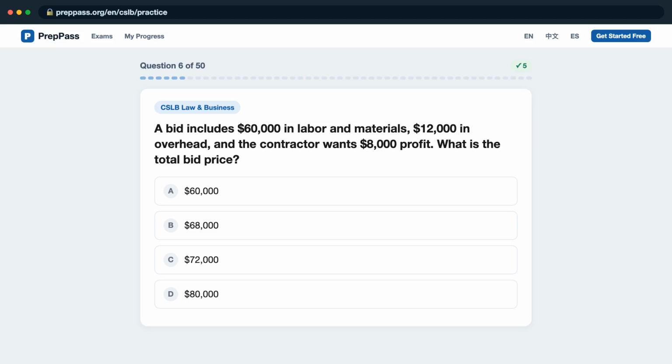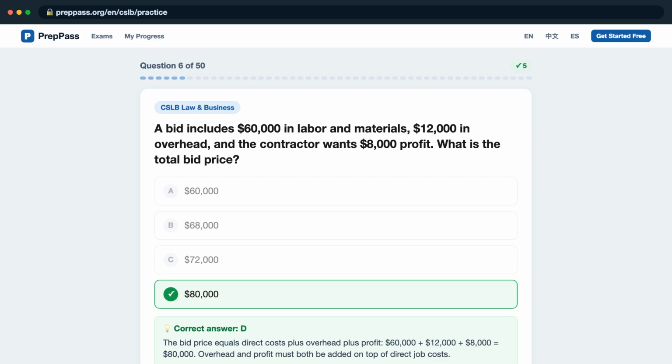Question 6. A bid includes $60,000 in labor and materials, $12,000 in overhead, and the contractor wants $8,000 profit. What is the total bid price? Is it A, $60,000? B, $68,000? C, $72,000? D, $80,000? The correct answer is D. The bid price equals direct costs plus overhead plus profit. $60,000 plus $12,000 plus $8,000 equals $80,000. Overhead and profit must both be added on top of direct job costs.